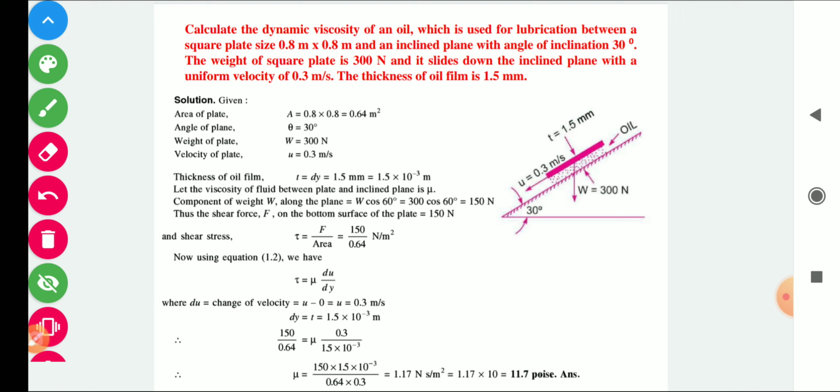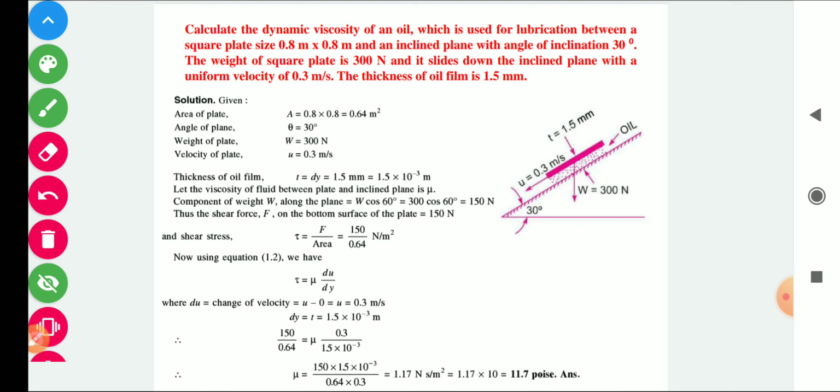Now because the plane is inclined, there will be a horizontal component and vertical component of force. So we need this downward component of the force, that will be equal to weight into cos theta. So this angle is 30 degree. For a vertical component the angle will be 90 minus theta. So this angle will be 60 degree.